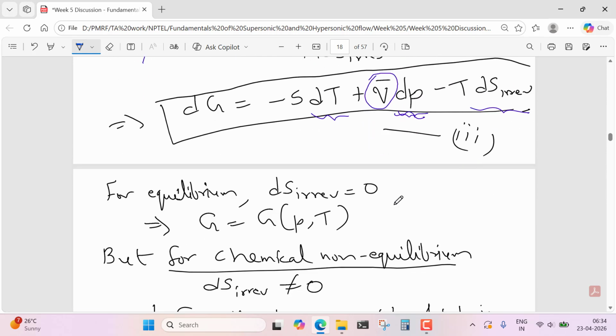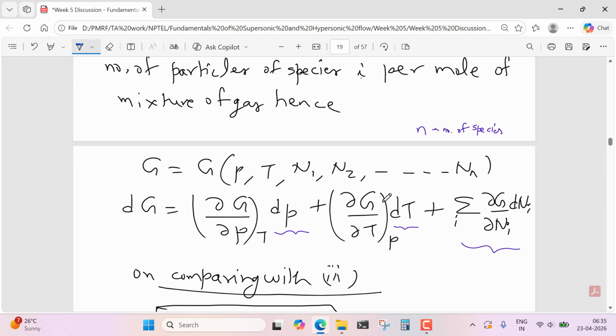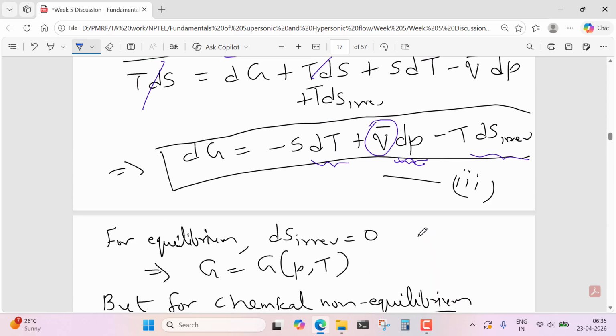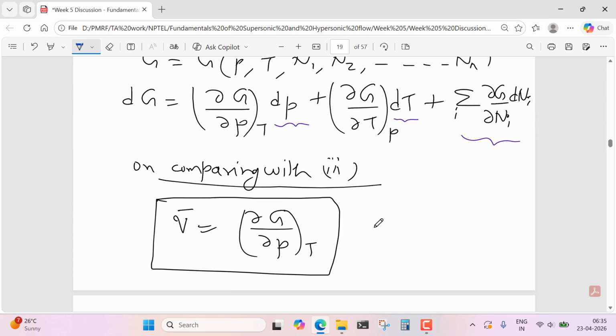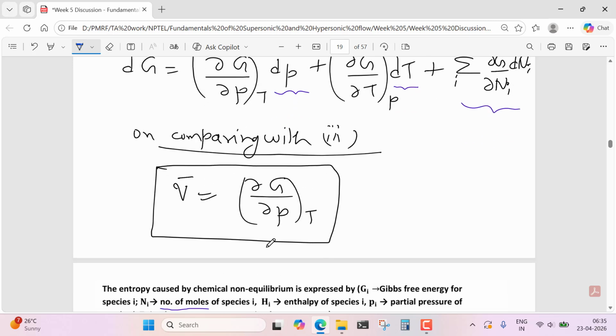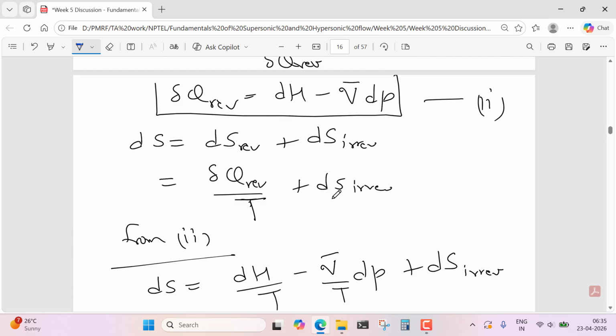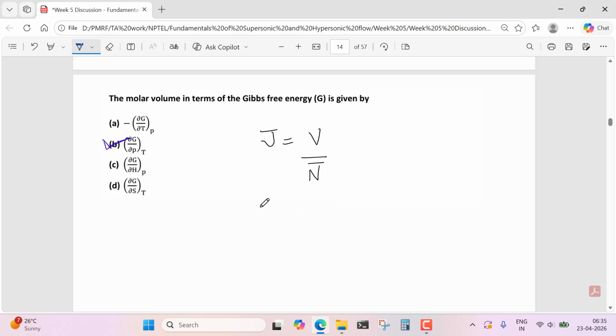Now compare it with this equation. If we compare it, we have to compare the dP term to the dP term, the dT term to the dT term, and the other term will be this term. For dP, if we want to find V bar, then we have to compare the dP term. So here the dP term is dou G upon dou P at constant temperature. V bar will be equal to dou G upon dou P at constant temperature, which is option B.